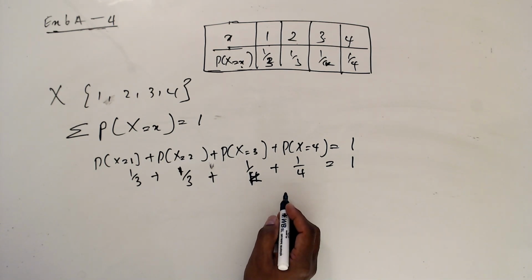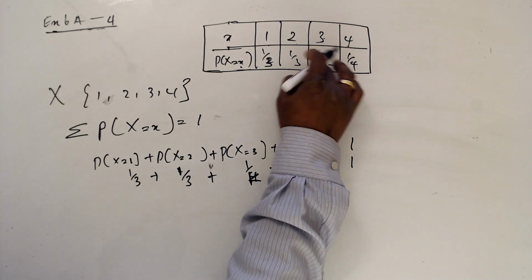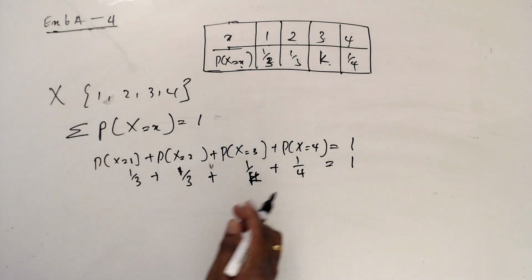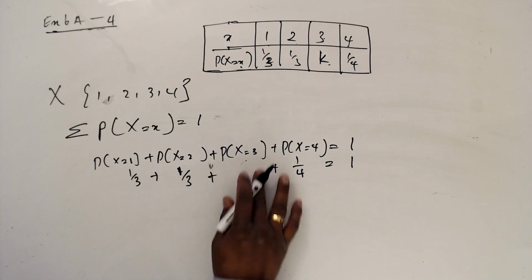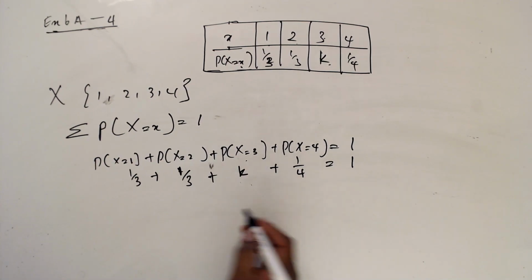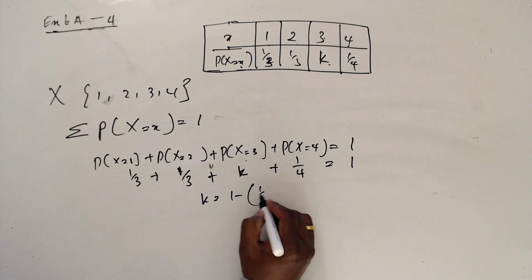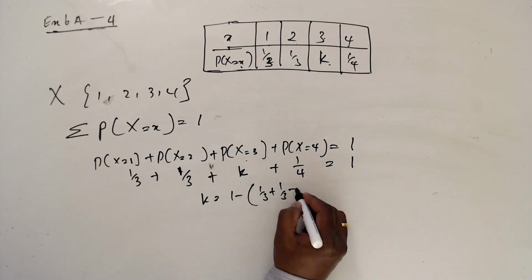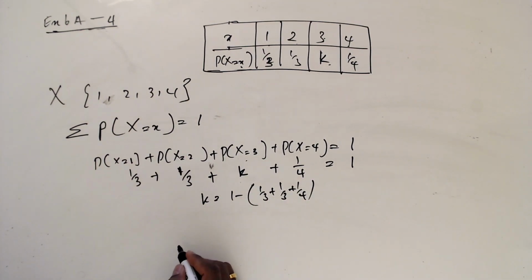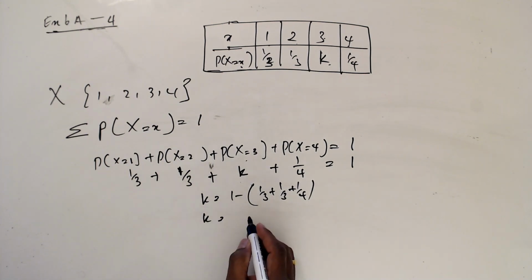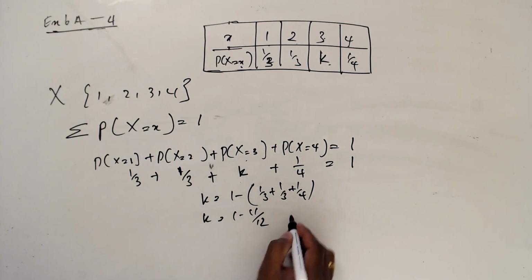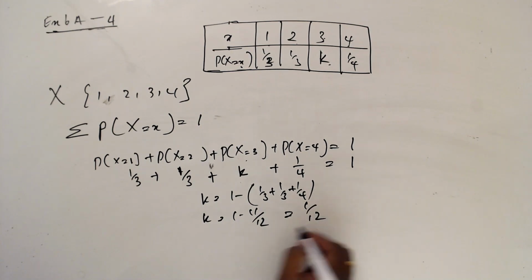Now we have to simplify this one. Actually, this is given as k, not 1 over k. Now I will write it as k. Then k is 1 minus 1 third plus 1 third plus 1 fourth. So k value is going to be 1 minus 11 out of 12, which is 1 out of 12.